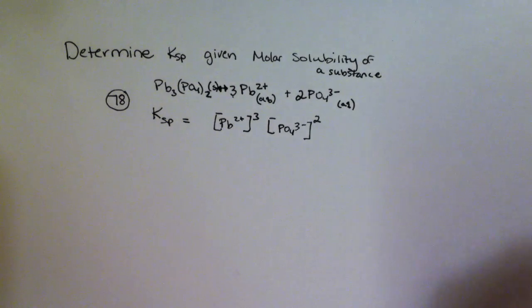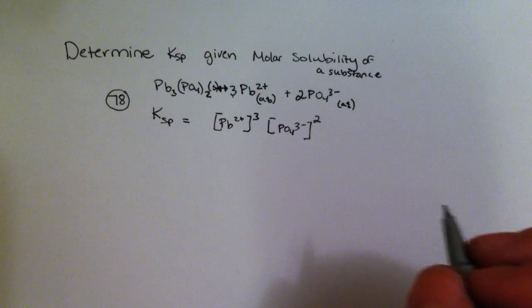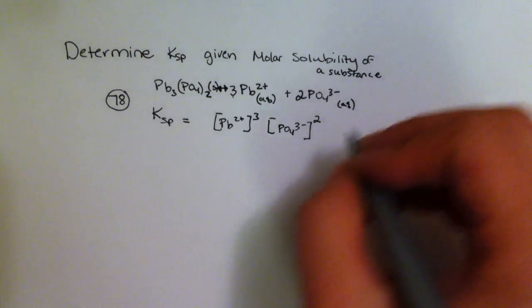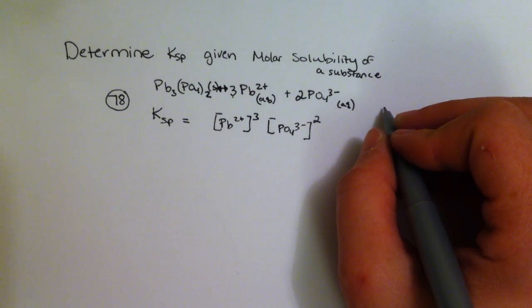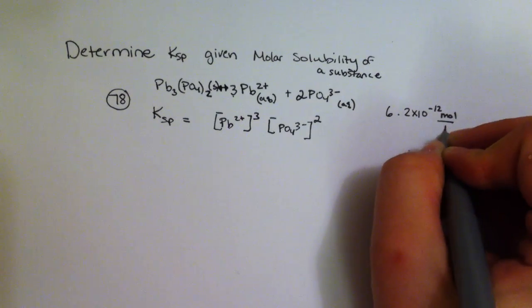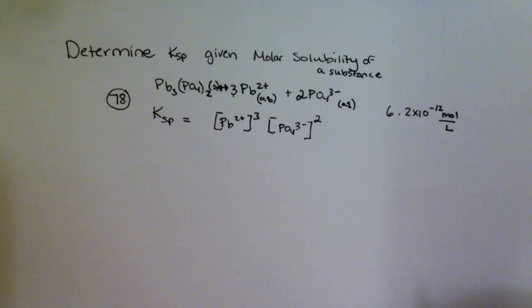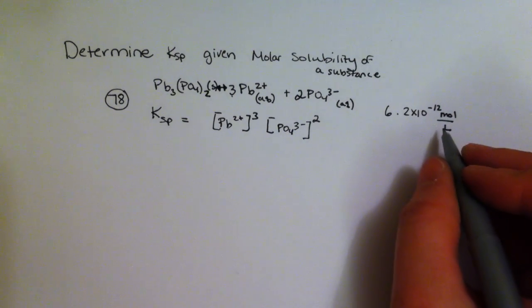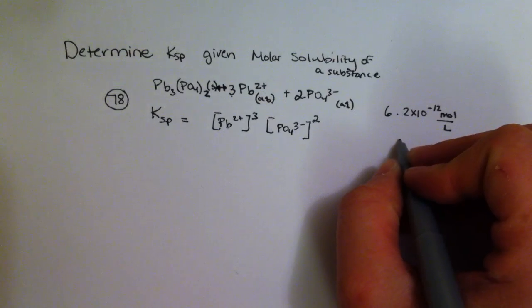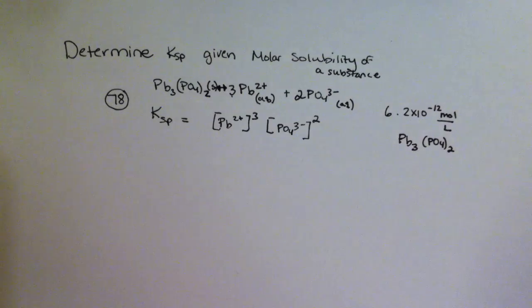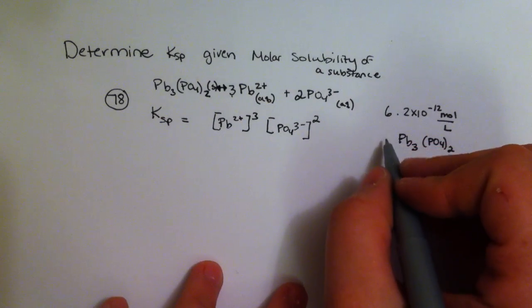Okay? So what we are given in problem 78 is that the molar solubility of the substance is 6.2 times 10 to the negative 12th moles per liter. Be careful, on number 77 it's grams per liter. So the first thing you need to do is go to moles, and then you can use it. But in this one it's easy, we're just given moles per liter. Now that's the molar solubility for Pb3(PO4)2. That's the solubility for the whole thing.